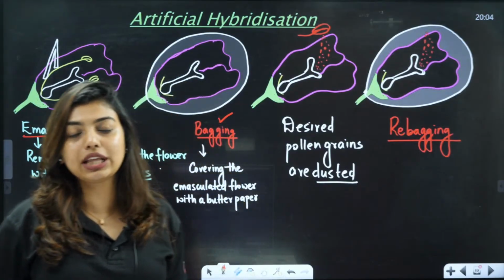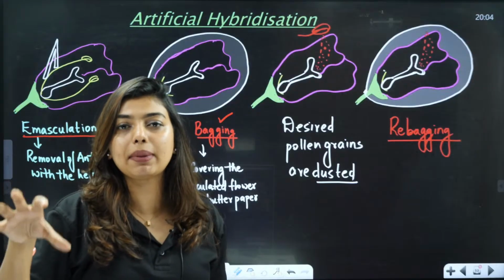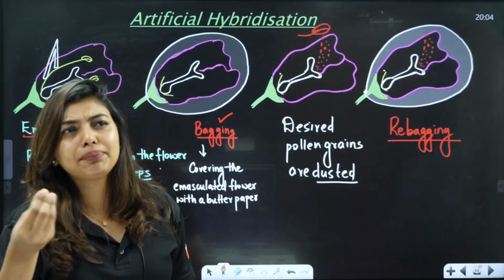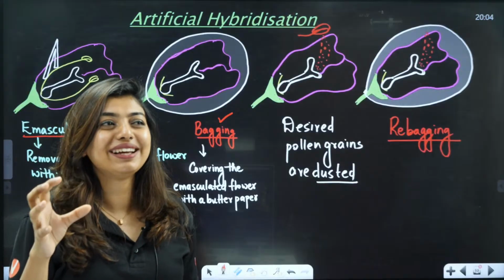Emasculation, we remove the anther with the help of forceps. Bagging means we use a paper cup, not paper cup, butter paper.